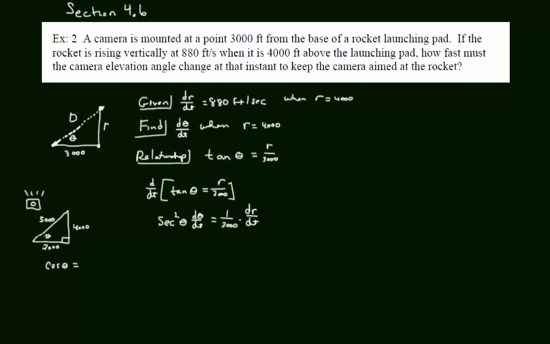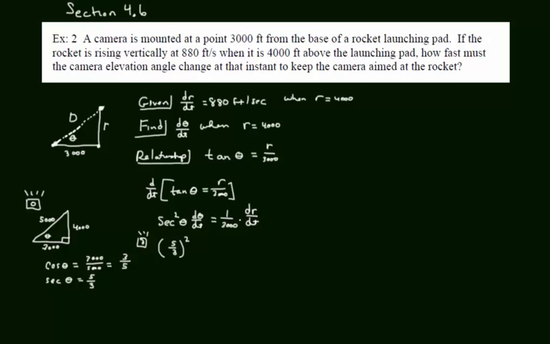Cosine of theta is an easy one. The cosine of theta is adjacent over hypotenuse, so that's going to be 3,000 over 5,000, or simply 3 over 5. So then I can determine what the secant of theta is, and the secant of theta is going to be 5 over 3. That is ultimately what gets substituted in our snapshot in time. So the secant is 5/3.